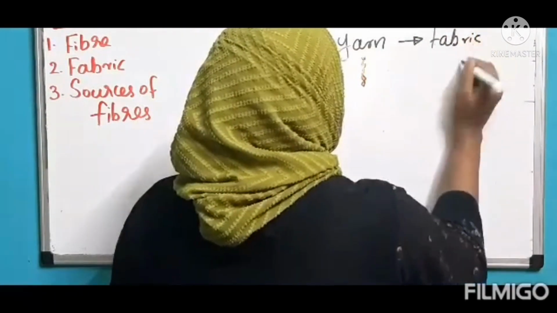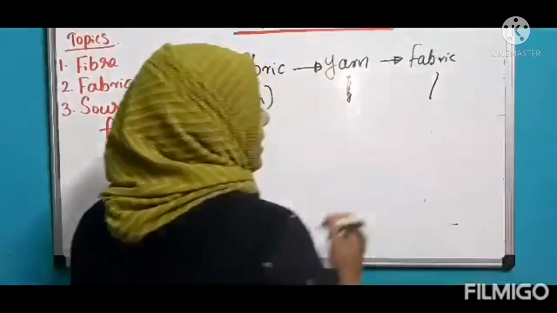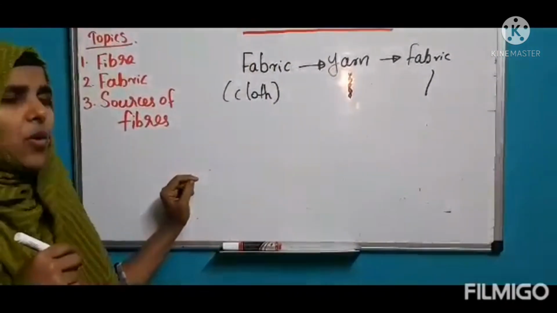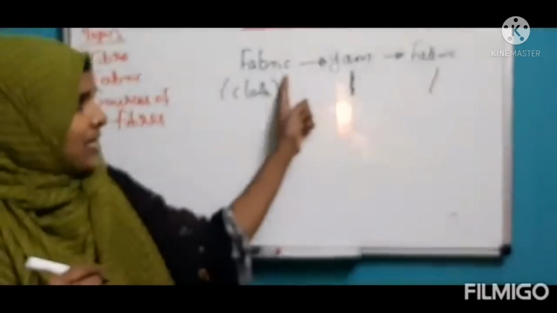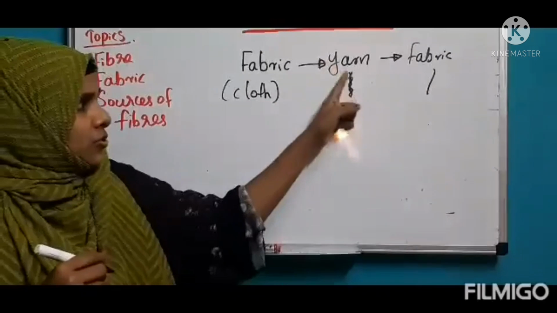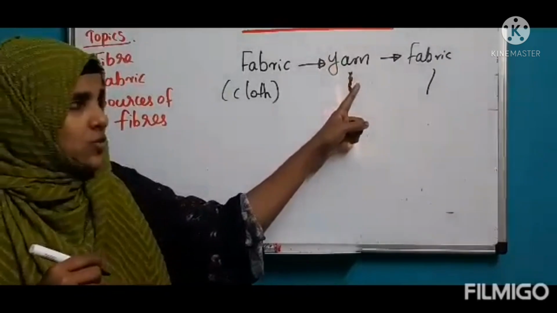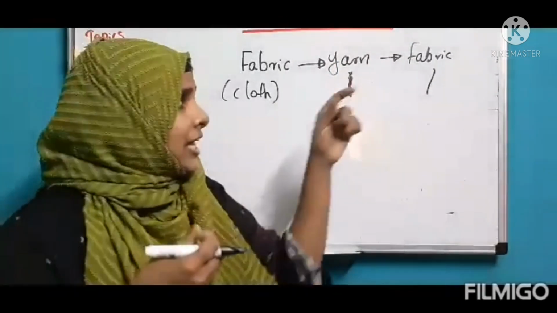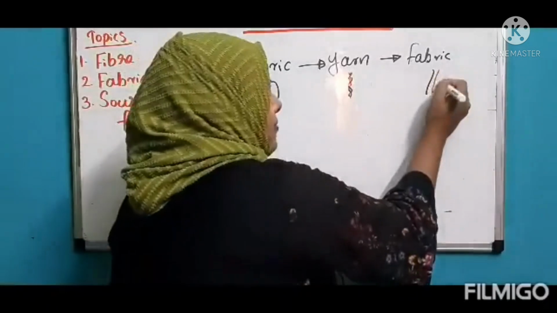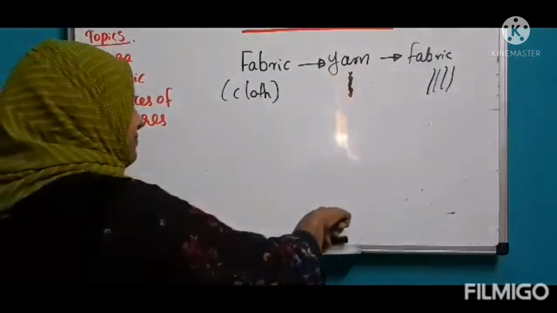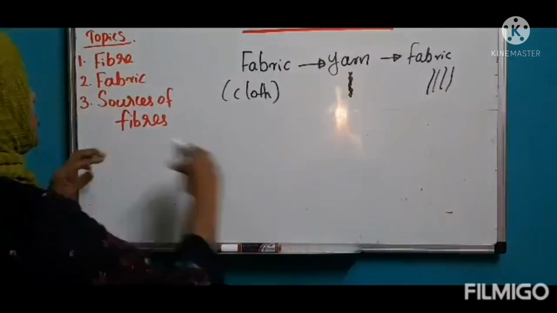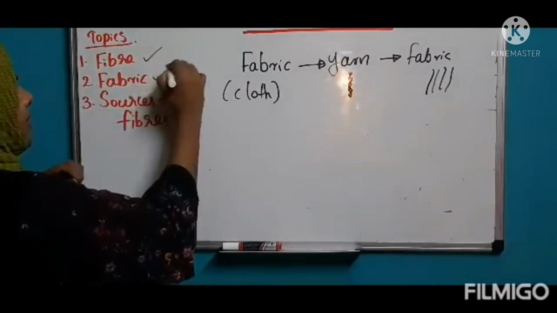Fibers. Fiber is a small thread. Understood? Clear all of you? So this fabric is made up of twisted yarn. This twisted yarn is made up of small different types of fibers. Clear all of you? Okay children? Then, so we finished fiber and fabric.